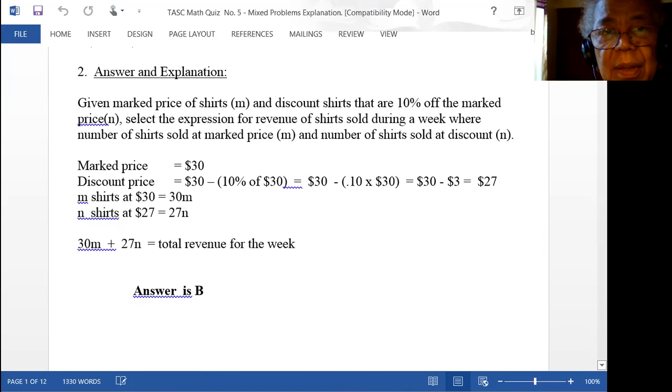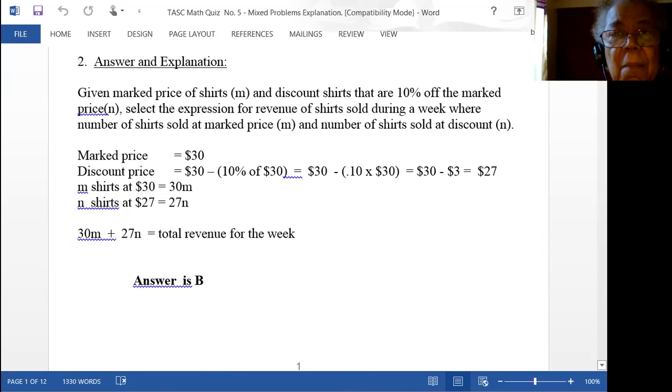Okay, the next problem, you're given a marked price of shirts and a discount price, that's 10% off. You want to select the expression for the revenue during the week where you sold both regular price shirts, the marked price, and the ones sold at the discount. So the marked price is $30. If you take 10% of 30, you get $3. Subtract that from 30, you get $27. That's the cost of the shirt at the discount price.